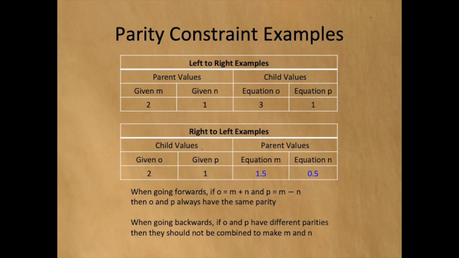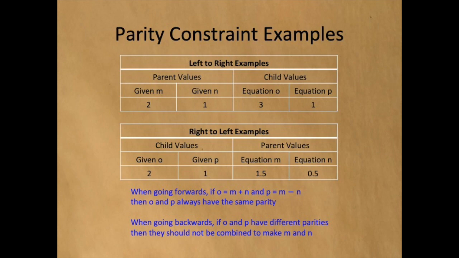Then when we compute O plus P divided by 2 and O minus P divided by 2, we get 1.5 and 0.5, which are not part of the Hadamard domain. We note here that if O equals M plus N and P equals M minus N, then O and P always have the same parity.